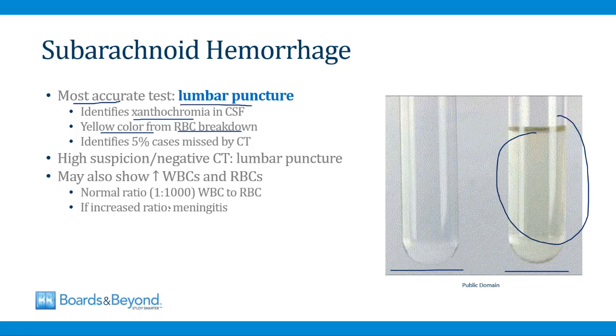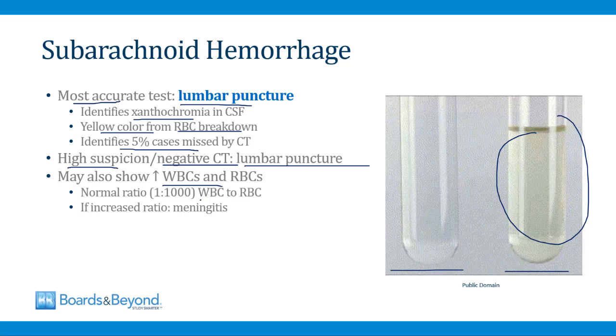And so a lumbar puncture is useful because it's more accurate and it will pick up the 5% of cases missed by CT scan. What this means is that if you have a high clinical suspicion of subarachnoid hemorrhage but a negative head CT, then you need to do a lumbar puncture to look for xanthochromia. A lumbar puncture can also find white cells and red cells in the cerebrospinal fluid. That's because there's bleeding into the subarachnoid space where the CSF is found.